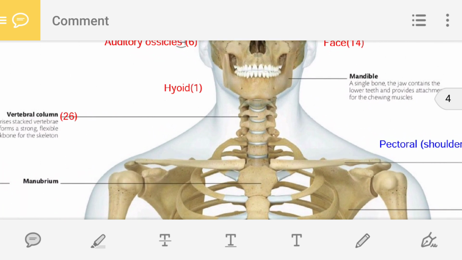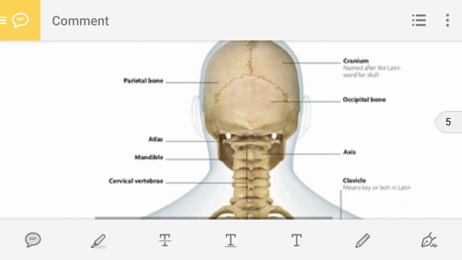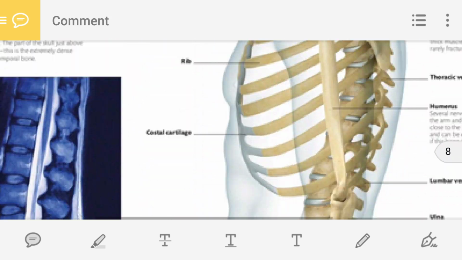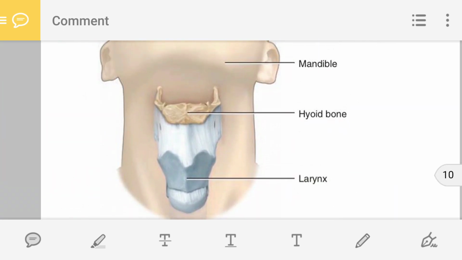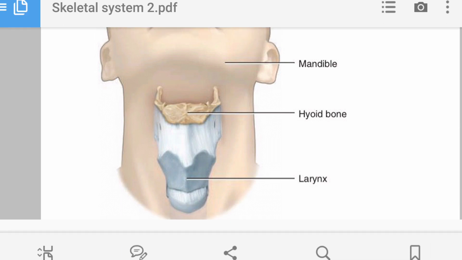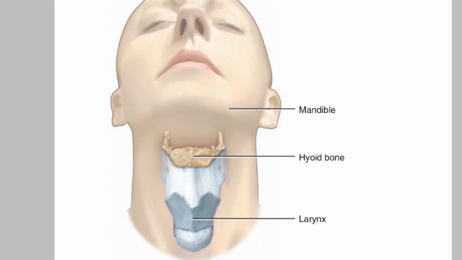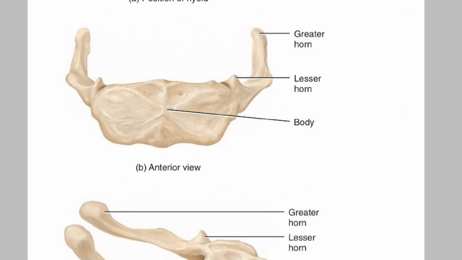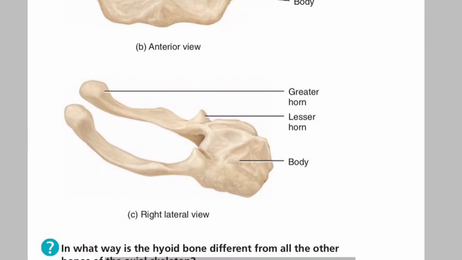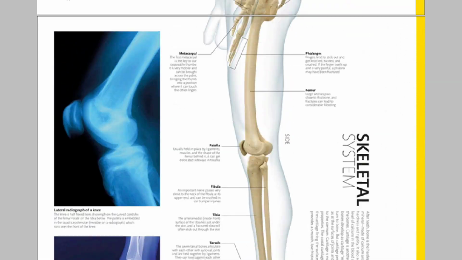Then there is one hyoid bone. Now I am showing you the exact position of the hyoid bone in our body. Here you can see, this is the hyoid bone. Here you can see this is the anterior view of the hyoid bone, and this is the lateral view of the hyoid bone.